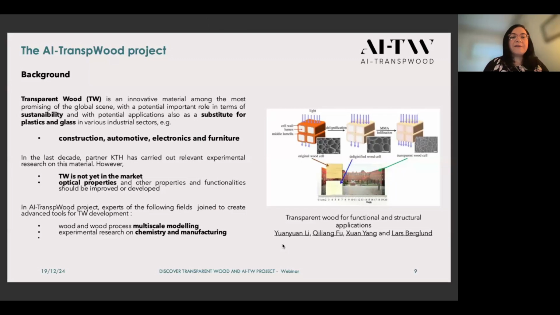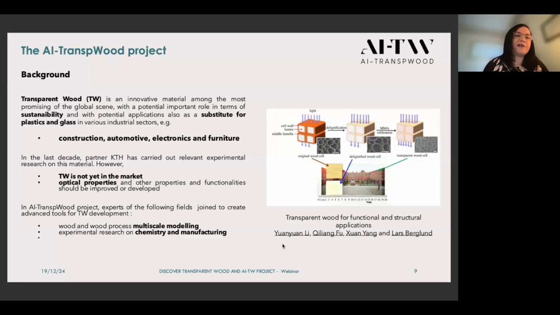This material is innovative, is sustainable, and as you already wrote in the answers previously, it's a possible substitute for glass, but also for plastics. That's why it is very interesting in different sectors, like construction, automotive, electronics, and furniture.